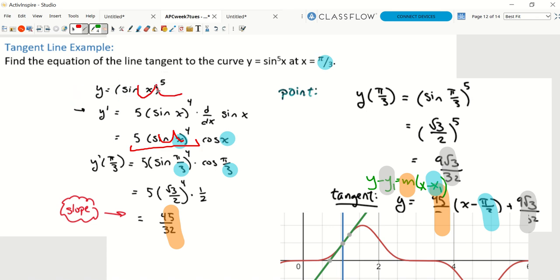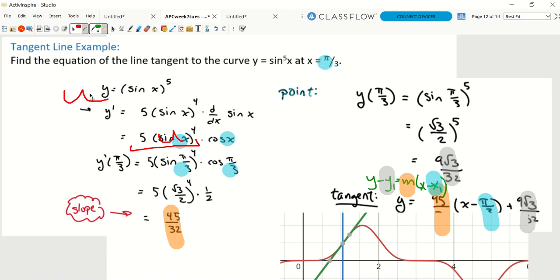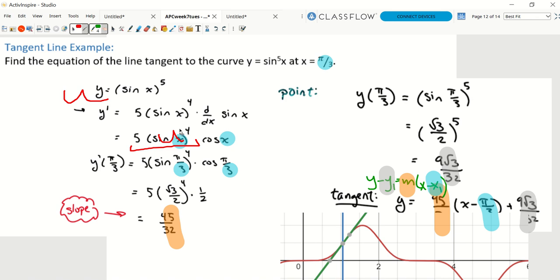Now, u happens to be sine of x. U is the inside function, which is sine of x. We're going to do the derivative of the inside, which is cosine of x. So we get 5u to the power 4 cosine of x, and then we resubstitute for u. U is sine of x. So that's what we get. That's chain rule again.